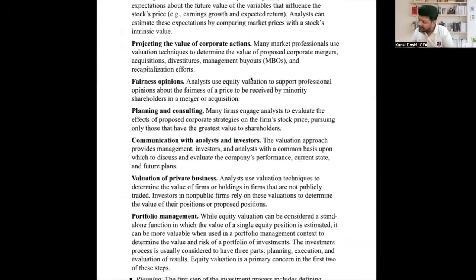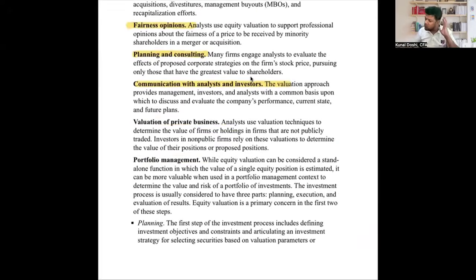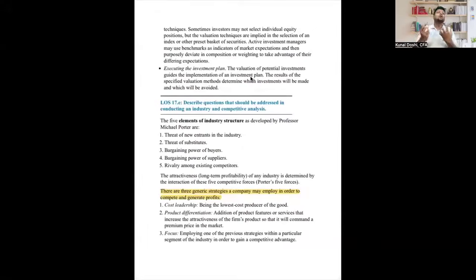So these are the various reasons which we have covered in much detail during our full course. These are some of the reasons. No rocket science here, no brainer required, very basic information. What is important here is that when we are going to do the first part, remember the first part of valuation is understanding the business.